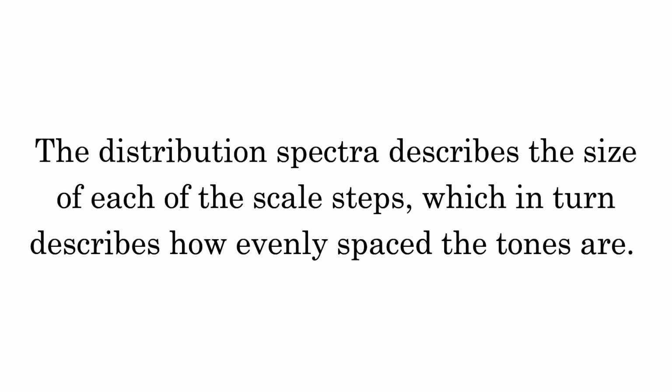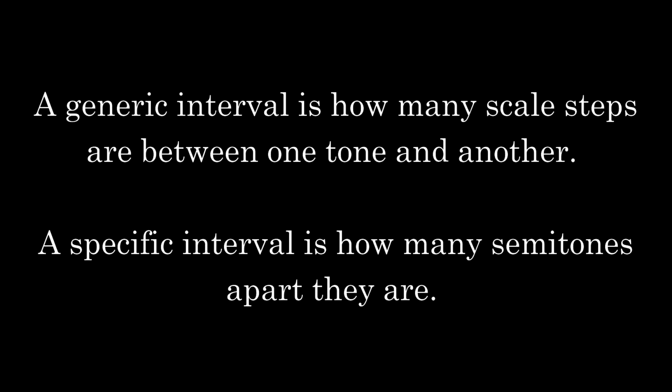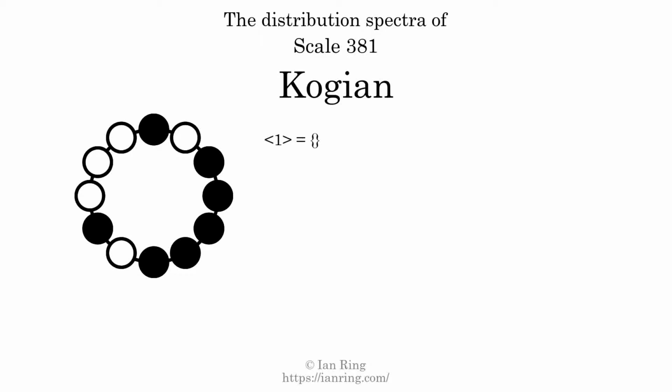The distribution spectra describes the size of each of the scale steps, which in turn describes how evenly spaced the tones are. A generic interval is how many scale steps are between one tone and another. A specific interval is how many semitones apart they are. The generic interval of one scale step comes in 3 different specific interval sizes: 1 semitone, 2 semitones, and 4 semitones.